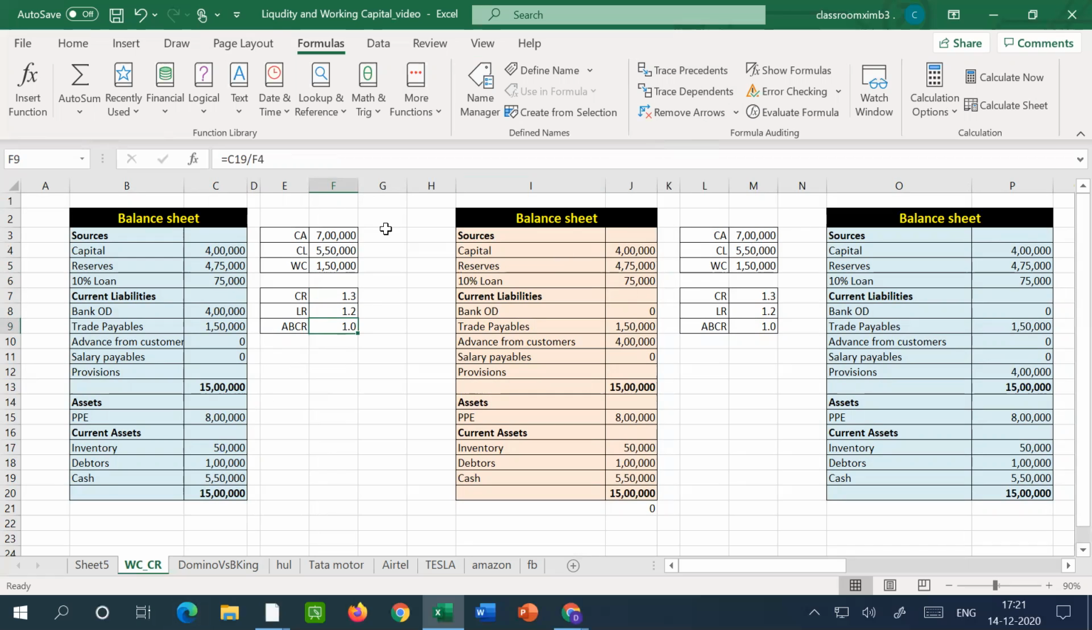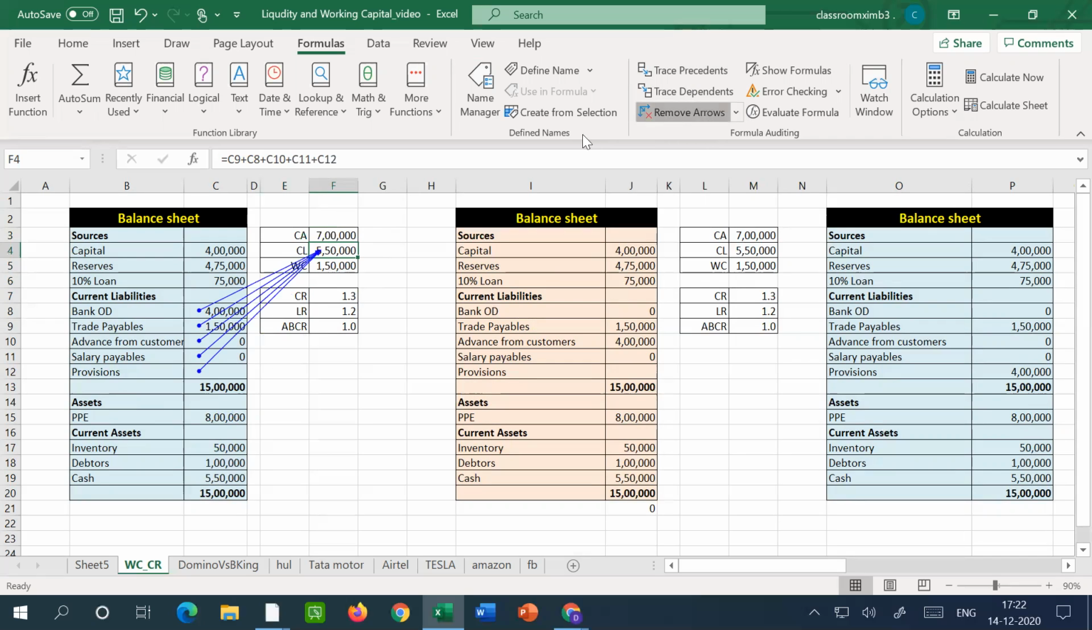But observe this, in case 2 also, we have the same situation. Working capital is positive, CR and LR and absolute cash ratio are exactly the same. But in order to understand the working capital and the current ratio, it is always better to see the composition of the current assets and current liabilities. So in the first case, can we just have a look at it?